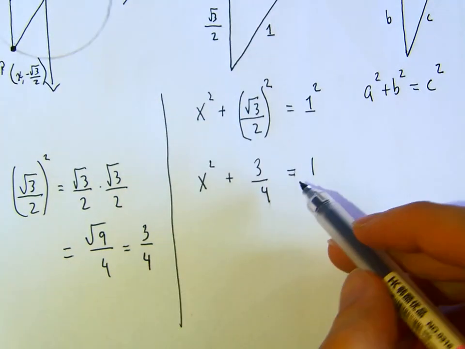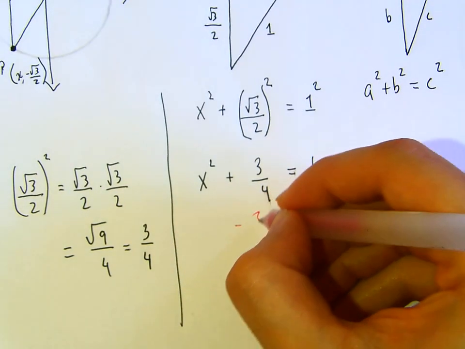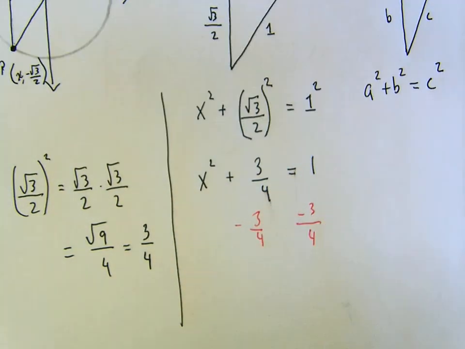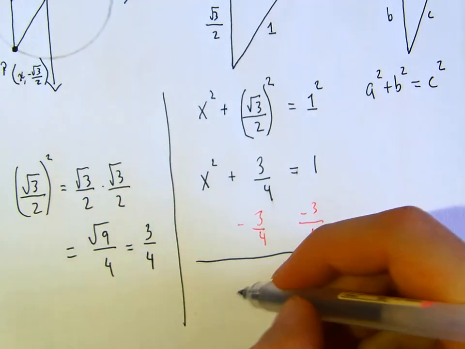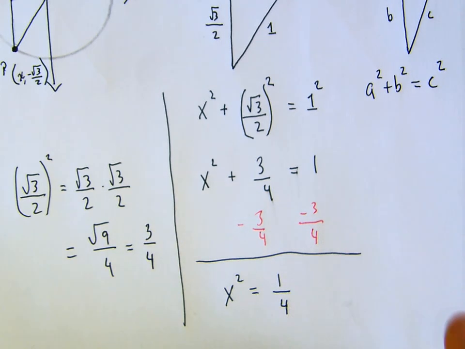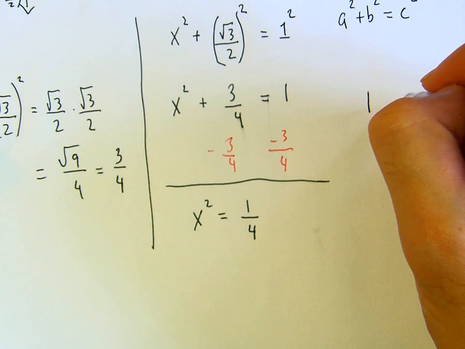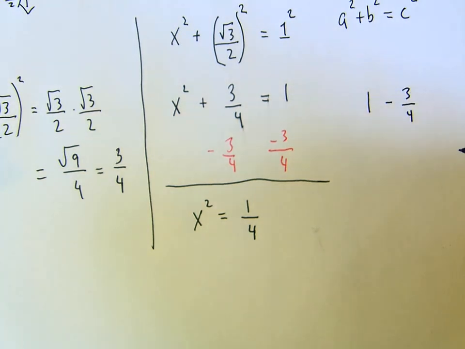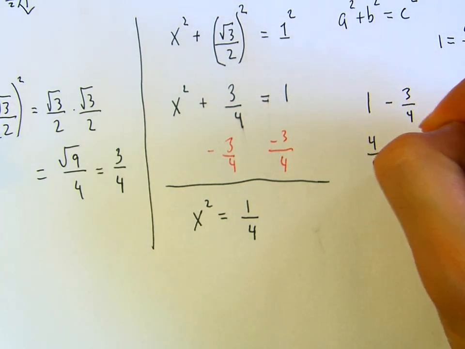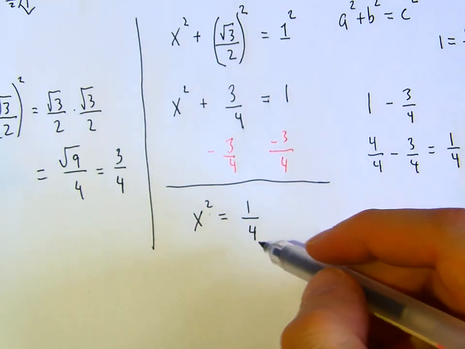So now, how do you actually get x squared by itself? Let's subtract 3 over 4 on both sides. And now we have x squared is equal to 1 minus 3 over 4. And how do we actually do 1 minus 3 over 4? We're going to say that 1 is equal to 4 over 4. So we have 4 over 4 minus 3 over 4 is equal to 1 over 4, right? So now you have x squared is equal to 1 over 4.